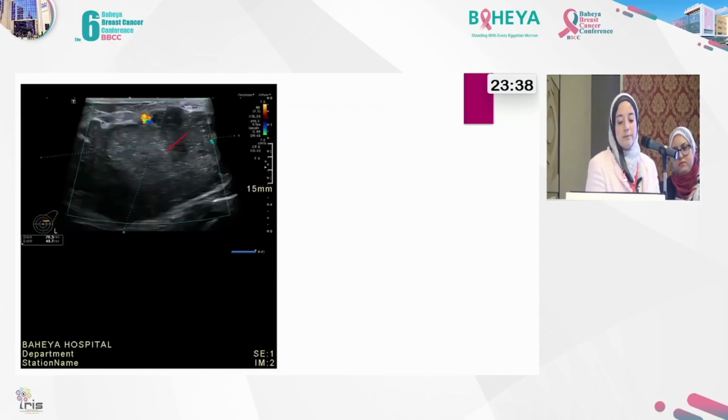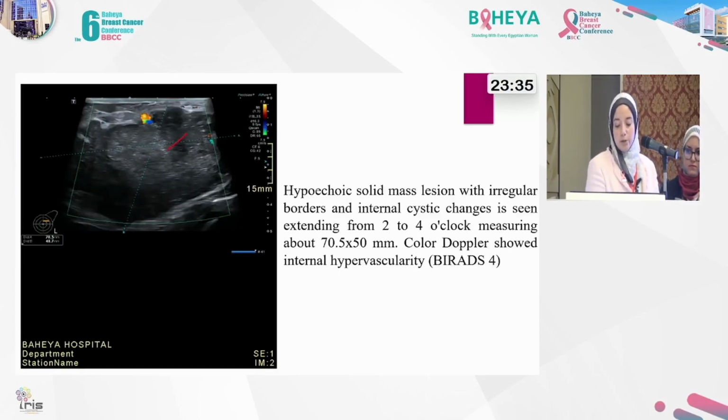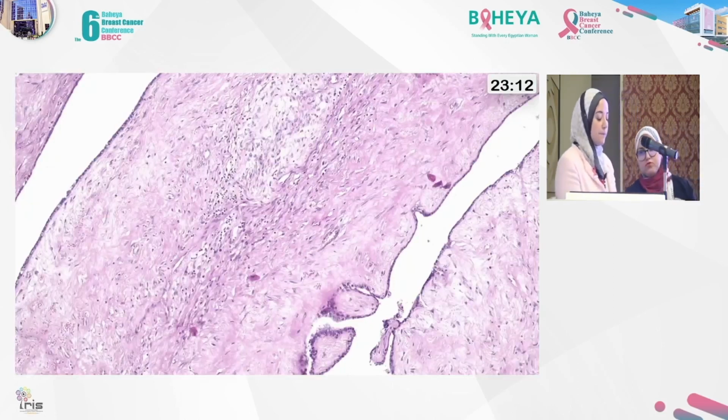The ultrasound in Bahia showed a hypoechoic solid mass lesion with an irregular border and internal cystic changes extending from 2 to 4 o'clock, measuring around 7 times 5 centimeters with an increase in the vascularity. So this mass essentially has almost doubled in size. The mass was categorized as a BI-RADS 4 and a biopsy was recommended. Local biopsy shows benign fibroadenoma.